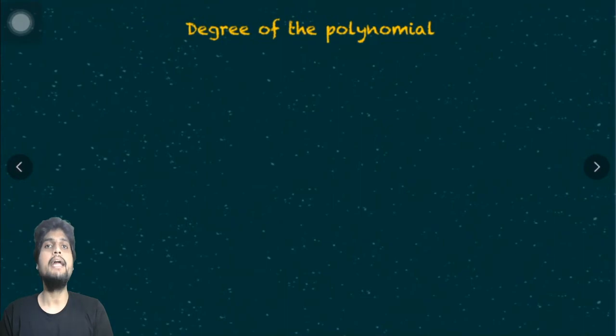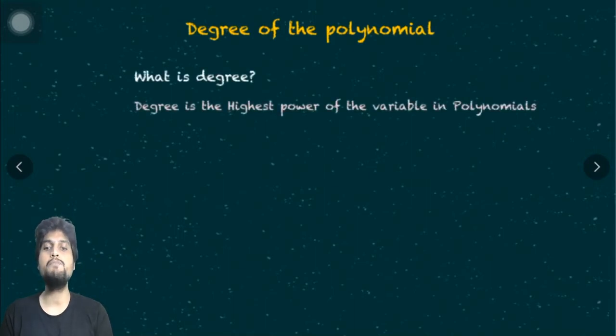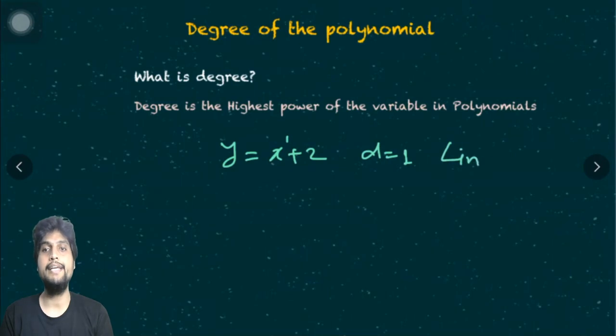Now, there is a characteristic of a polynomial called the degree. So, what do we mean by the degree of a polynomial? Degree is the highest power of the variable in the polynomial. Consider a few examples. Let's say y is equal to x plus 2. What is the highest power of x here? The highest power of x is 1. So we call it a degree 1 polynomial. So, it's linear.